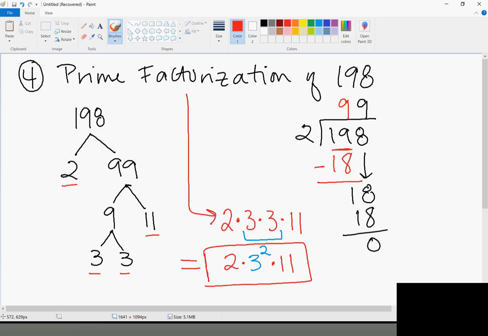So now, let's say you thought of 2 different numbers that multiply to give you 198. You would still end up with the same answer. So for example, let's say that you knew that 198 was equal to 18 times 11. And then you break down 18 into 3 times 6. And then you break down 6 into 2 times 3. Well, you still have those same prime numbers, 2, 3, 3, and 11. So even if you start with 2 different factors, you'll still get to the same correct answer.